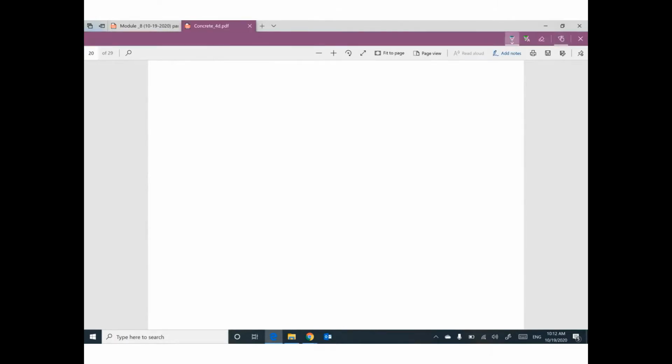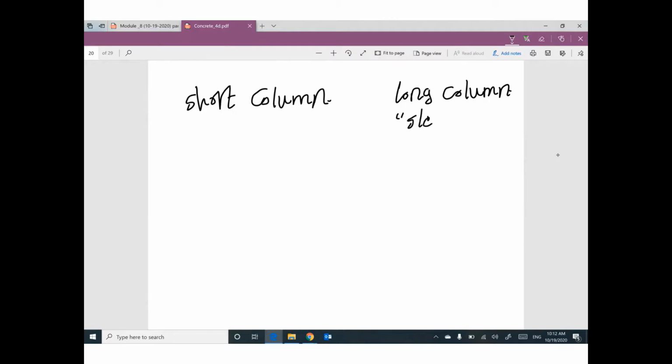Short column, and we have another one called long column. Sometimes we can call it slender column.